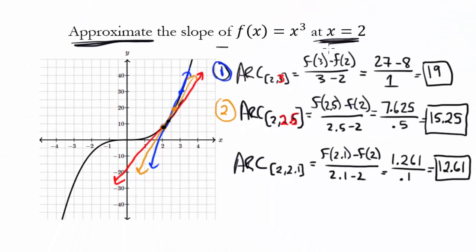And so the question is, it looks like we're going from 19 to 15 to 12, right? Maybe this thing just gets lower and lower, and if I did closer approximations, I'd get to 0 or something like that. So it turns out, no, that's not what happens. It actually approaches a fixed value. It approaches what we call a limit, okay?